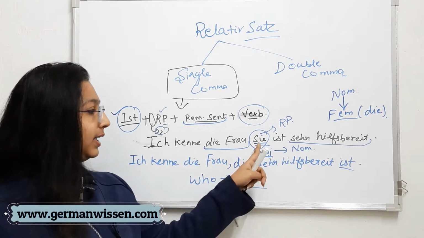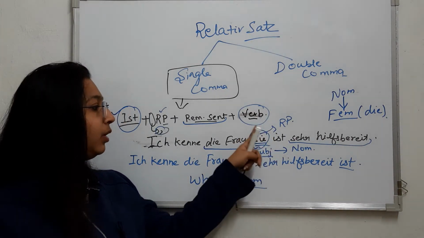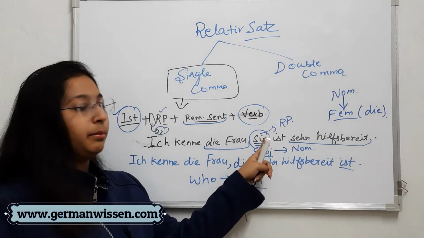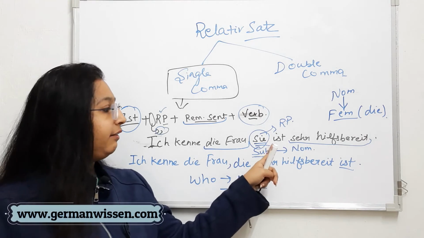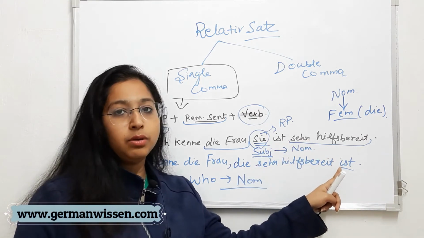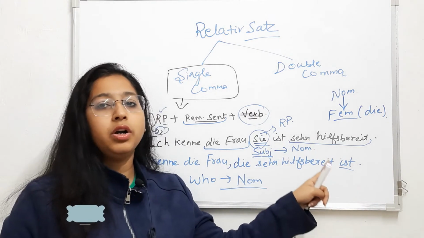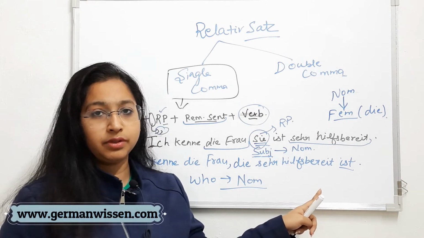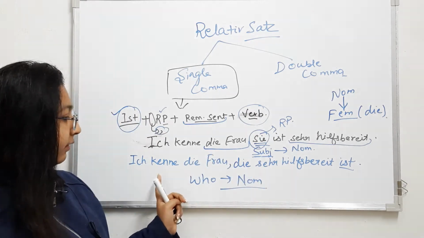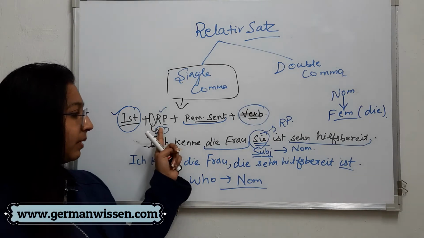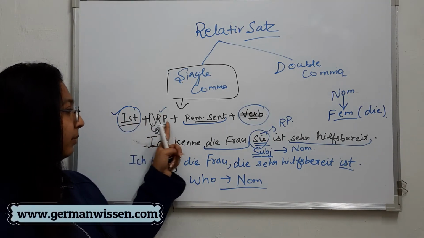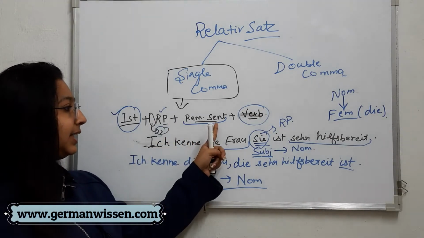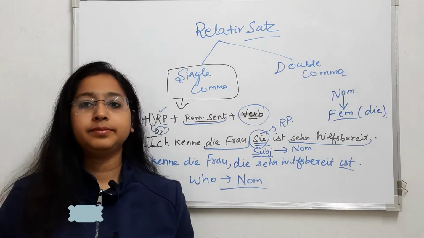The second way to understand is to check what the repeated one is and where it is coming, whether it is coming before the verb, which is nominative, or if the repeated one is coming after the verb, which will be accusative or dative or can be genitive. Alright, so as of now we just talked about a single comma sentence, where we write the first sentence, relative pronomen, before that a comma, remaining sentence and verb at the end.